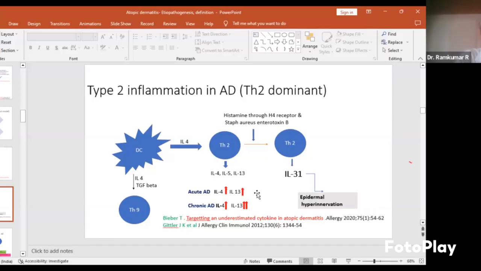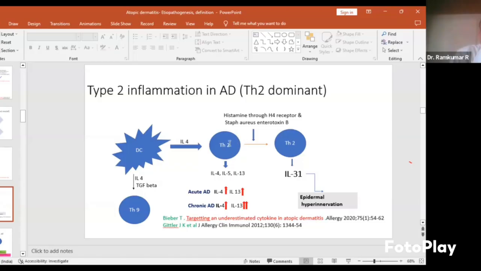But it is very important that IL13 is emerging as the most important cytokine in atopic dermatitis because it is seen in all cases, whereas IL4 is noticed only in 40% of the biopsy lesions. IL13 can be seen in all stages, and it is more in chronic atopic dermatitis than acute, whereas IL4 and IL4 receptor levels remain the same in acute and chronic atopic dermatitis, as has been brought out by these researchers.